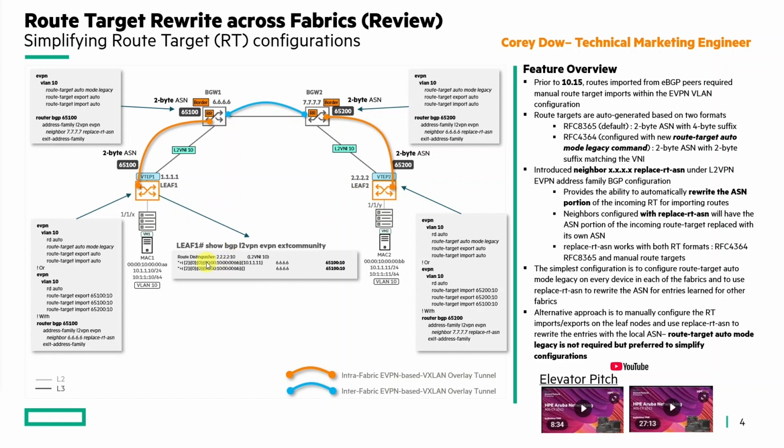So as we see here, leaf one is rewriting the original ASN coming from 65200 as 65100, for really the sole purpose of helping to alleviate having to have these manual route target configurations, as you see down here for VLAN 10. These are now eliminated, where you don't need this any longer. You can just use the route target auto mode legacy command. And so this works with 2-byte ASN. We didn't have support for 4-byte ASN, and we'll go into more detail as we move through the presentation, but that's one of the big things that we're adding with the 10.16 update.